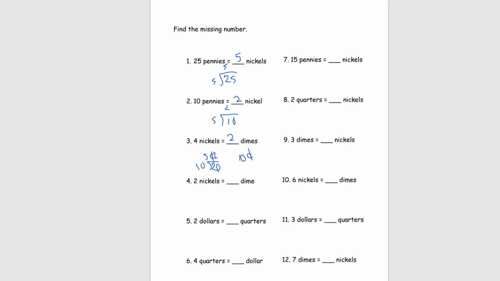For number 8 over here, we have 2 quarters are equal to blank nickels. We know quarters are 25 cents each, so we get 50 cents. And each nickel is worth 5 cents. So we do 50 divided by 5, and we get 10. So 2 quarters are equal to 10 nickels. For number 9, we have 3 dimes are equal to blank nickels. 3 dimes are 10 each, so we get 30 cents. Each nickel is worth 5. So we do 30 divided by 5, which equals 6. So our answer is 6 nickels are equal to 3 dimes.